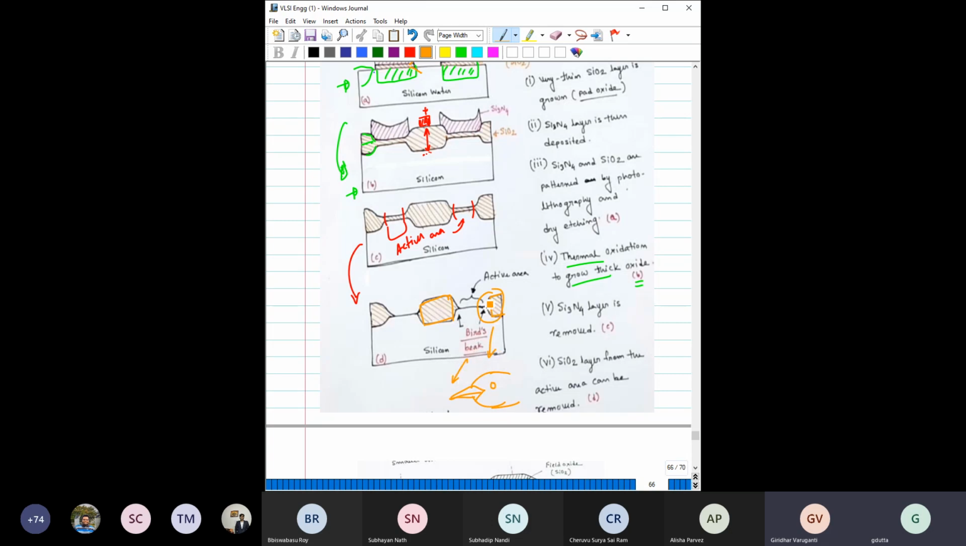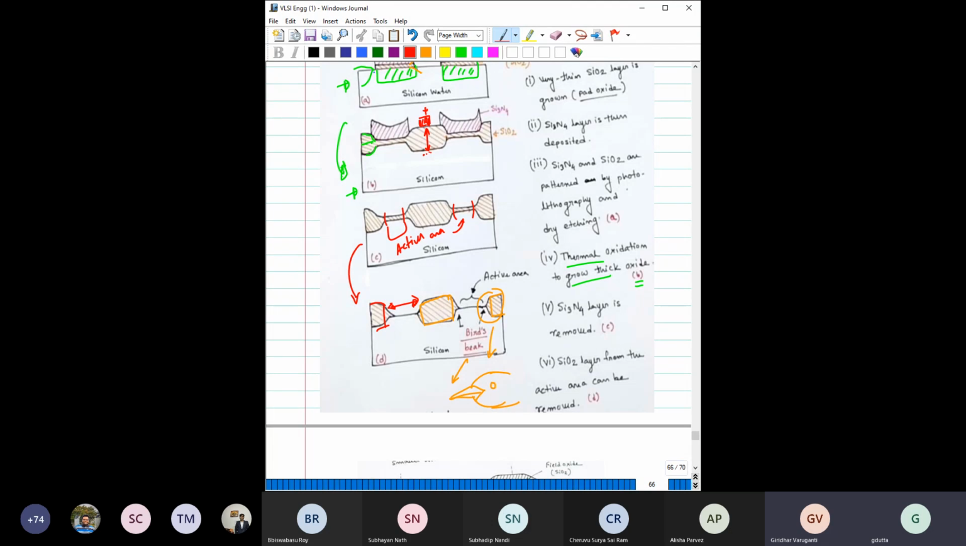That is why people call it the bird beak problem, and let us see how it influences things. Earlier you assumed that my entire active area is this much, but now that active area has reduced because of this bird beak issue, because the oxide has penetrated a bit inside the active area, and that reduces the active area.